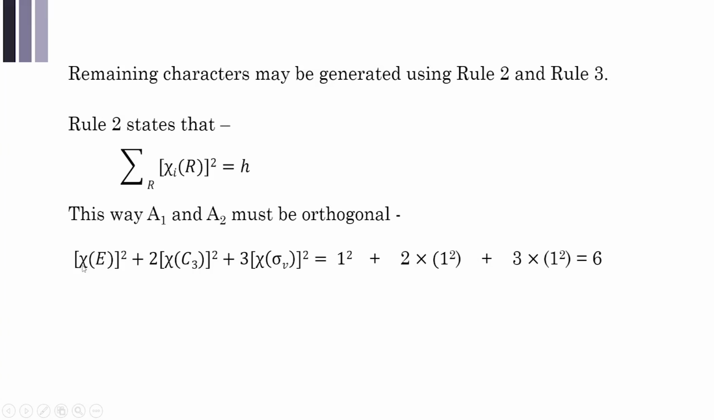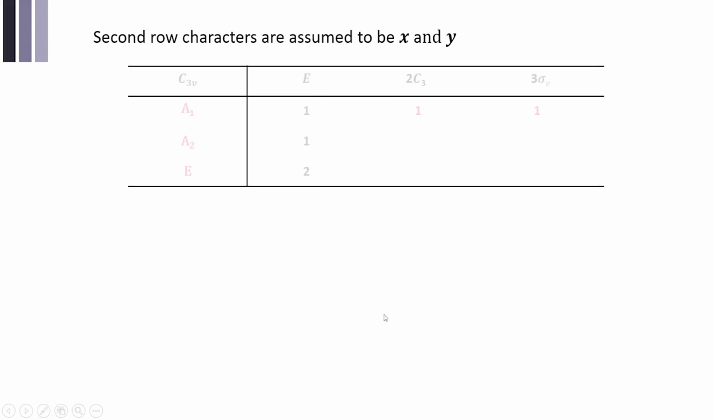Why this? Because identity is one class, C3 is one class that has two elements, and sigma v is a class that has three elements. The equation is something like 1 squared plus 2 into 1 squared plus 3 into 1 squared, and that makes it 6. It simply implies that the characters of identity, C3, and sigma v should be respectively 1, 1, and 1.